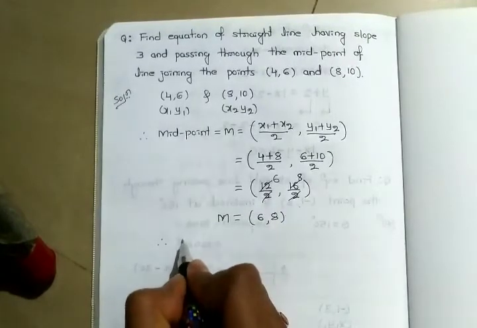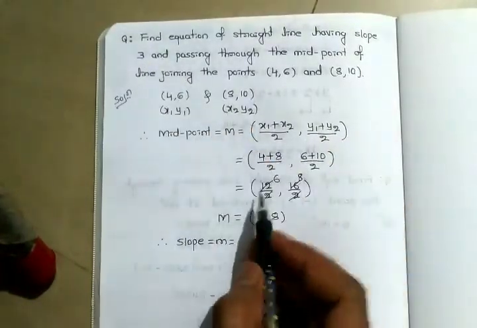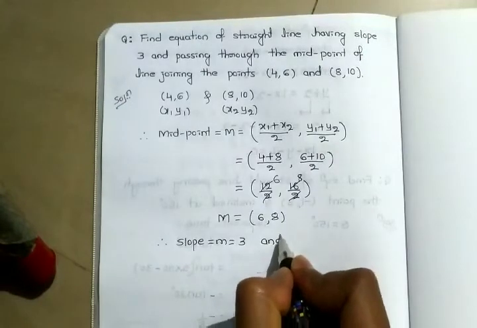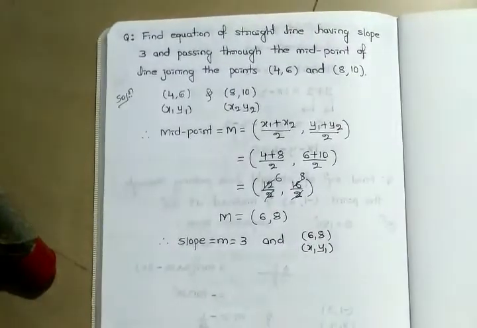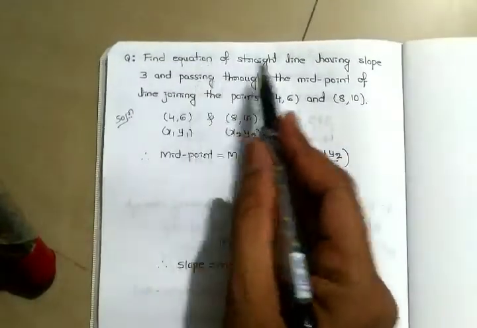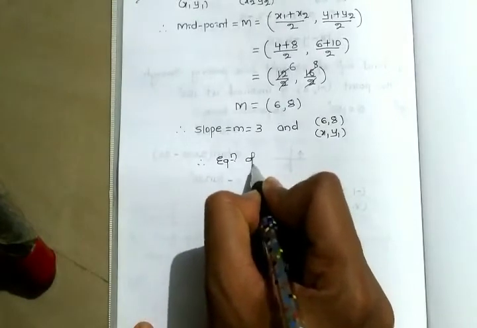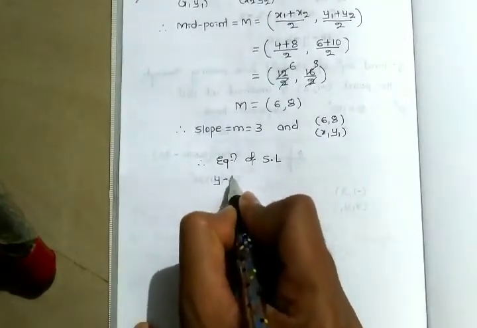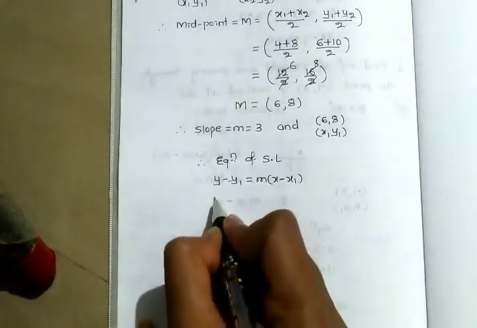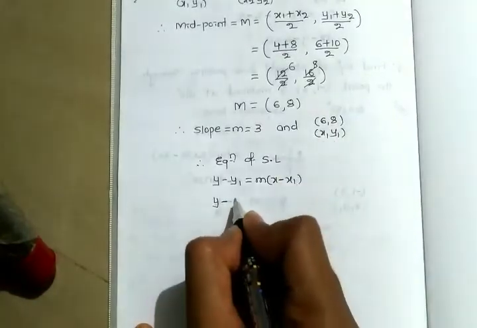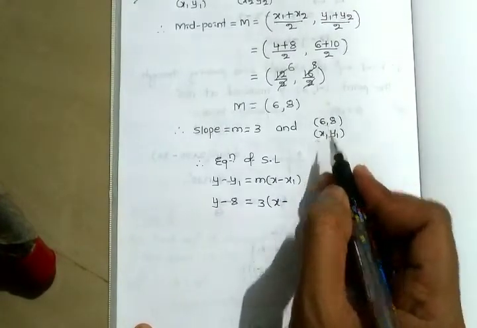Therefore slope m is equal to how much? 3, and the 1 point you got is 6, 8. Consider as what? x1, y1. Therefore we need now what? The equation of the straight line. Therefore, equation of the straight line: y minus y1 is equal to m into bracket x minus x1. So y minus y1 is 8 is equal to m is 3 into bracket x minus x1 is 6.